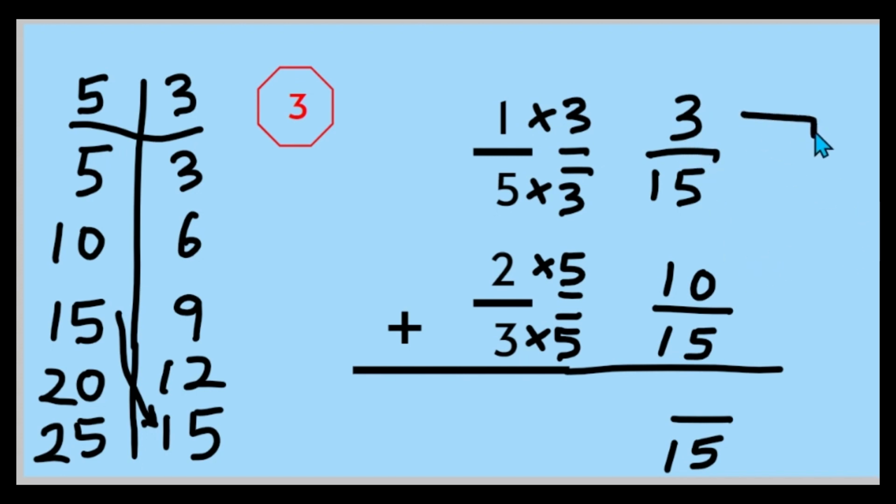So all I have to do now is simply add these up. 3 plus 10 equals 13. And that's our answer, 13 over 15.